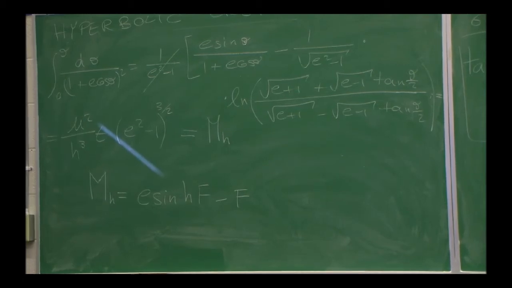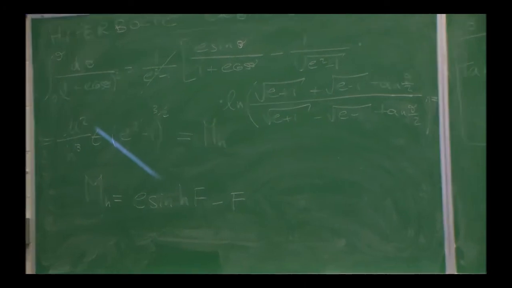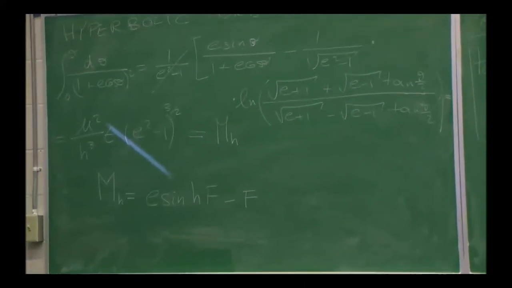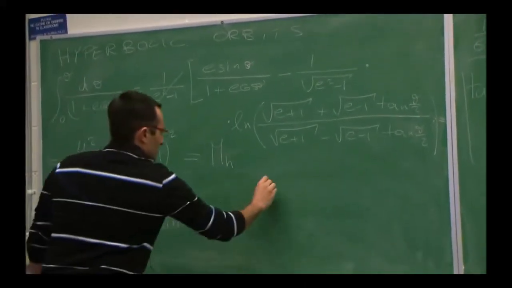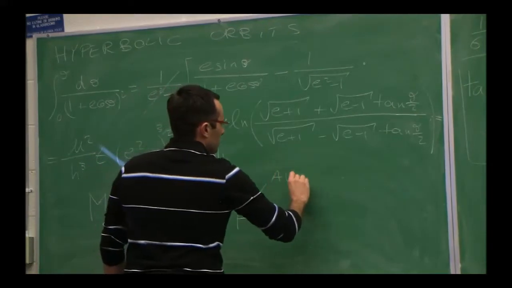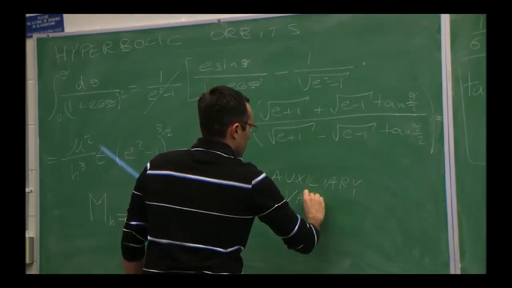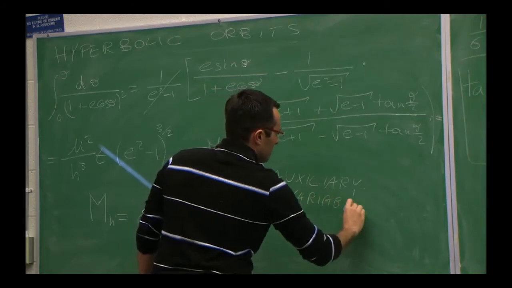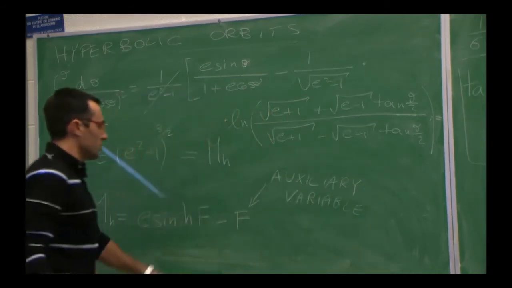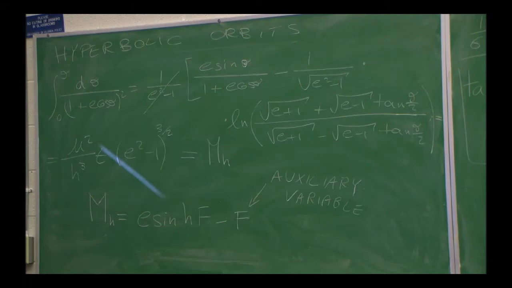And f is, as far as we are concerned, I'm not going to even bother describing that, because while the eccentric anomaly for an eccentric orbit had some geometrical meaning, here it's an auxiliary variable. That's all we need to know. So this is an auxiliary variable, and it does have a relationship, of course, with theta. Otherwise, why would I choose to use something else that is not theta?